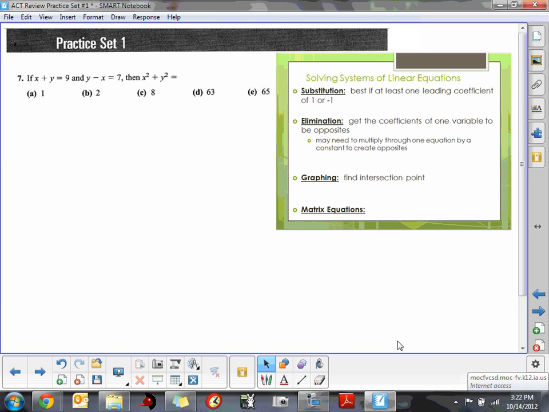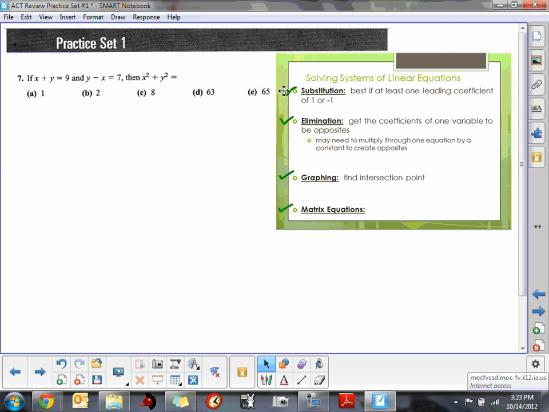Question number 7, I believe, is assessing our ability to solve a system of linear equations and then use that result to help us find the value of the expression x squared plus y squared. We have several different options available to us as far as solving systems of linear equations: the substitution method, the elimination method, the graphing method, and the matrix method.